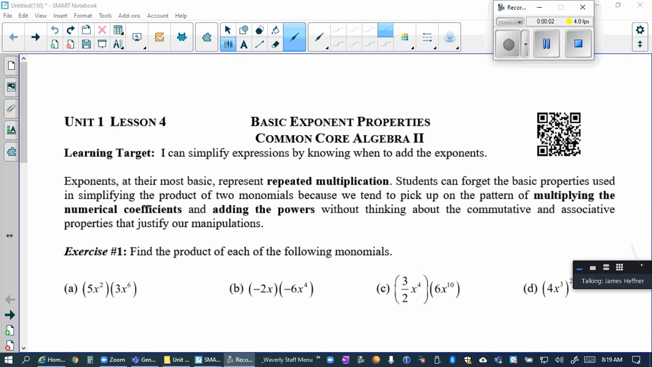So, properties of exponents. You've been working with exponents, right? And multiplying and dividing them and whatnot. Just real quick, somebody tell me what it means to multiply two things. Any ideas what that means?